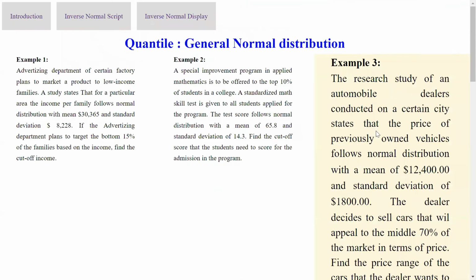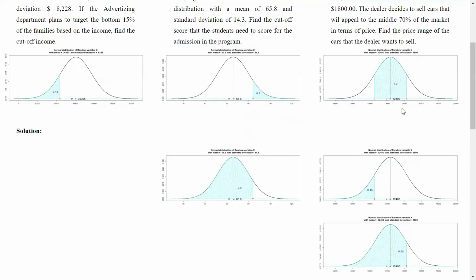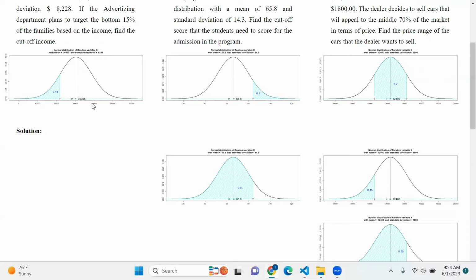This last example is the price of a previously owned vehicle, which follows a normal distribution with a mean of $12,400 and a standard deviation of $1,800. Here, our target is to find the cutoff price to catch the middle 70% of the market. We shall find this value, the lower quantile of the middle probability, and this value, the upper quantile of the middle probability. This is the graphical representation of the problem. The first problem is the probability 0.15 left.